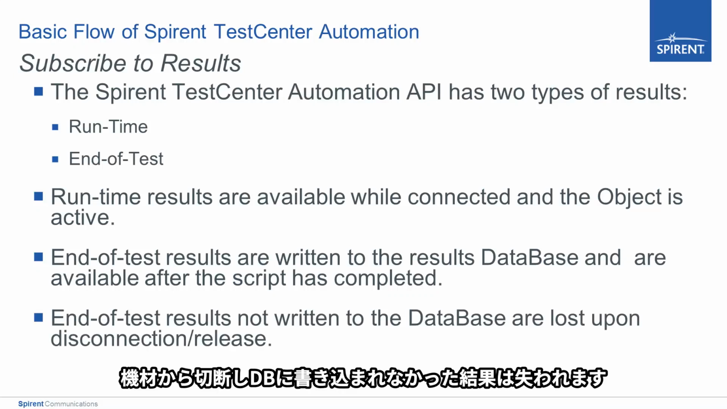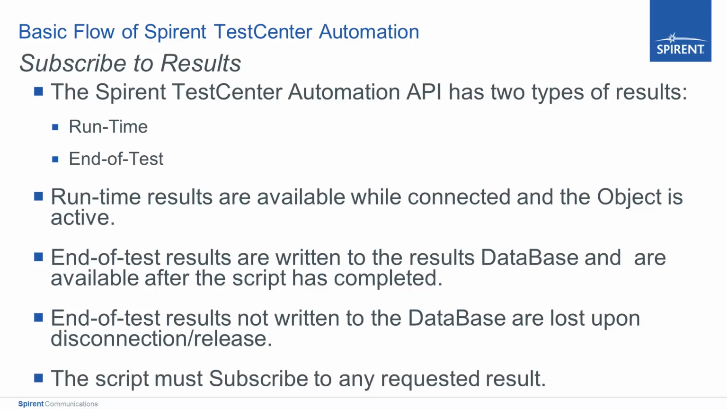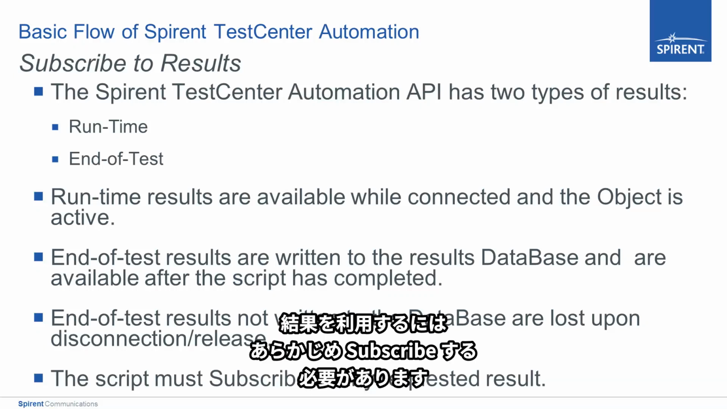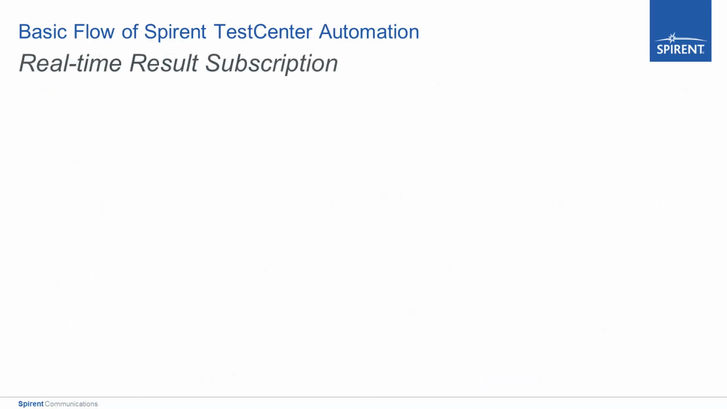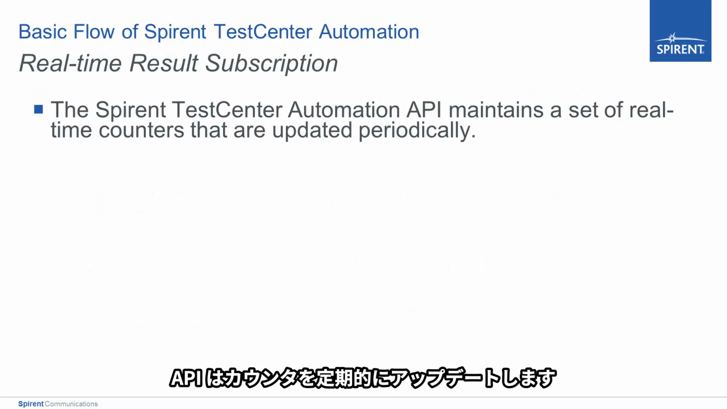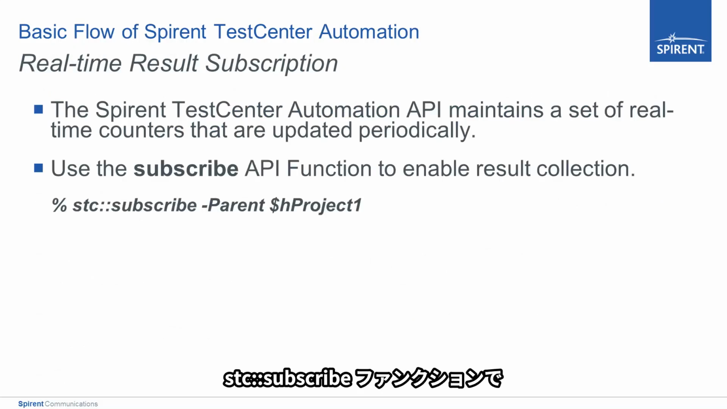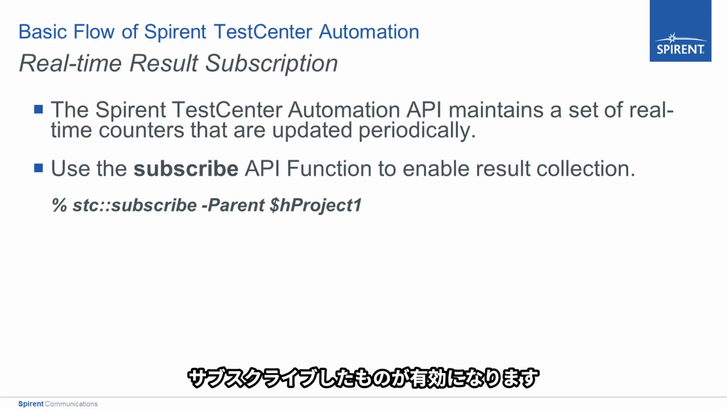End of test results not written to the database are lost upon disconnection and release. And the script must subscribe to any requested result. If you want to view it, you're going to have to subscribe to it first. The Spirent TestCenter API maintains a set of real-time counters that are updated periodically. You will use the STC subscribe API function to enable the result collection. A sample of that code is presented.